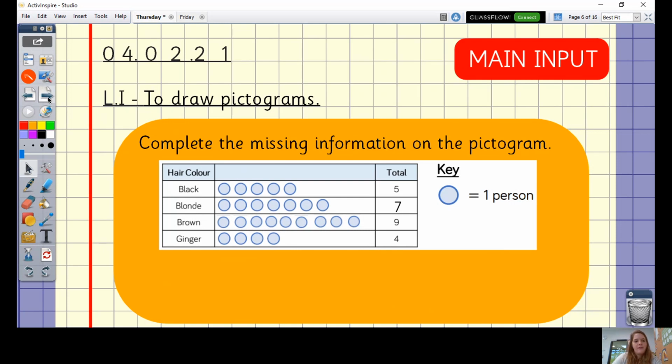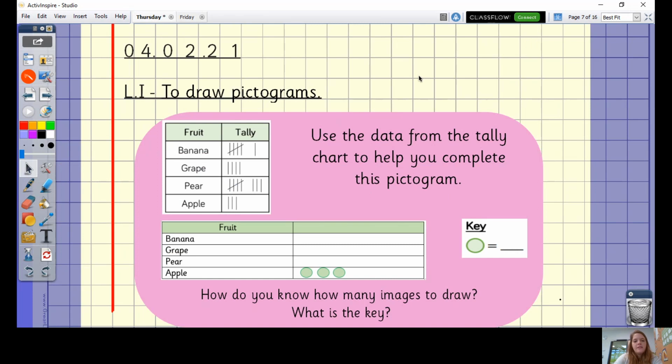Okay, let's look at another pictogram now then. This time we've got a tally chart. You can see the pictogram here for the fruit. Now this pictogram doesn't have the total. Not every pictogram has a column to show the total there. We need to try and use the data, the information from the tally chart, to help us to complete this pictogram. As you can see, we've got the key here, but again, the key has not been filled in, so we don't know what each symbol represents.